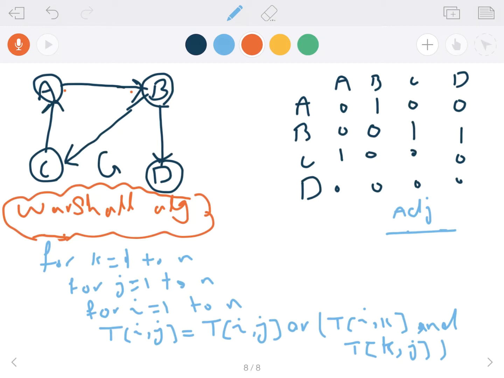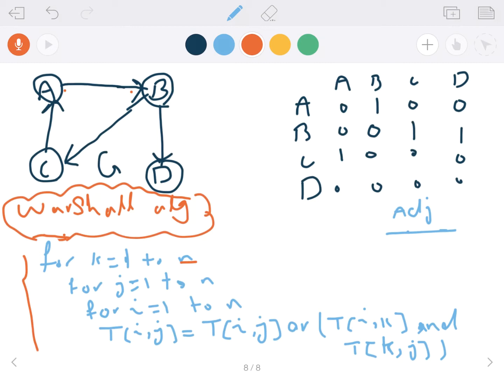So the Warshall algorithm is really simple, okay? It contains 3 nested for loops that you see here. For k equal to 1 to n, for j equal to 1 to n, and for i equal to 1 to n. That n is the number of nodes that you have in the graph. So here we have 4 nodes or 4 vertices, so n is equal to 4. And here we are saying that we are going to find if there's a path, no matter direct or indirect, from any node to all other nodes.